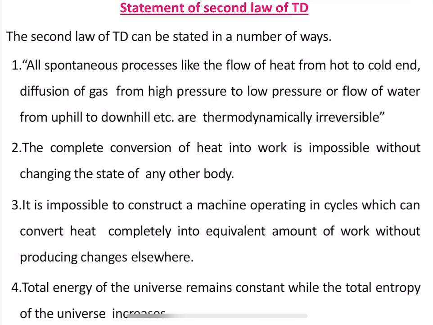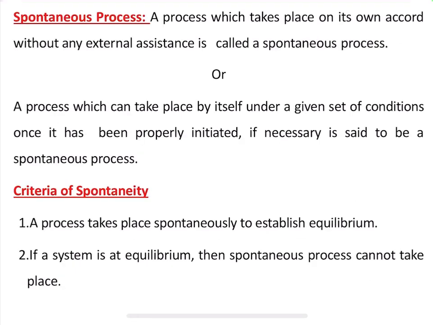So the second law of thermodynamics says that the total energy of the universe remains constant while the total entropy of the universe is going to increase. We will see it while discussing entropy. Next, what is meant by a spontaneous process? A process which takes place on its own accord without any external assistance is called a spontaneous process. There is no need of external assistance for that process to start, proceed or continue.